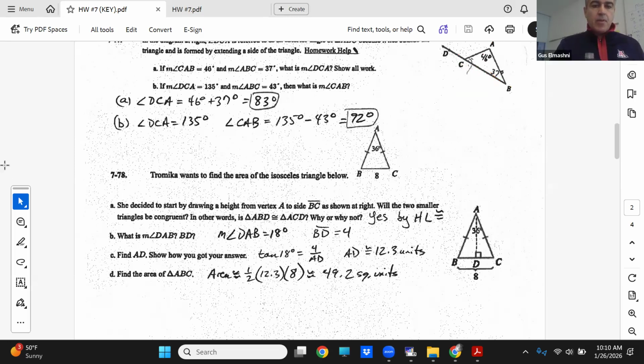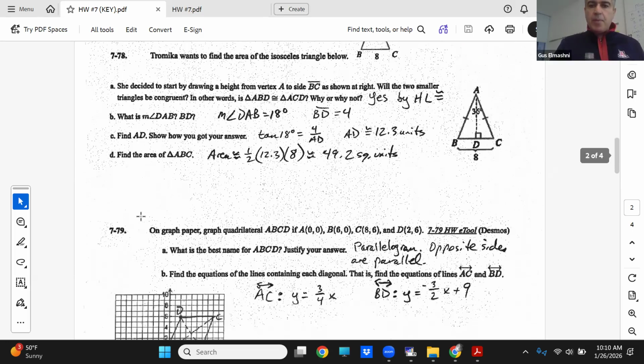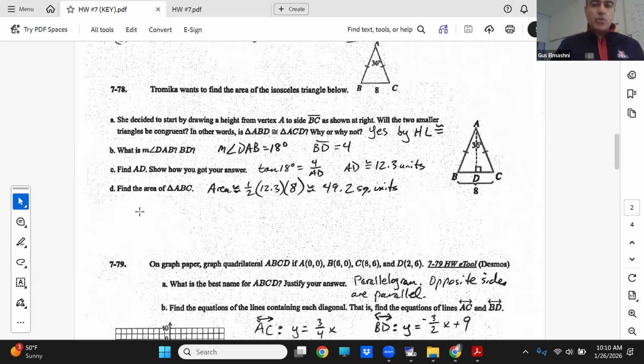And Tamika wants to find the area of the isosceles triangle. So you're going to have to probably do some trig for sure. Notice that they brought the altitude, cut the triangle in half. If you cut the triangle in half, you get 18 degrees. So you get a new right triangle like this.